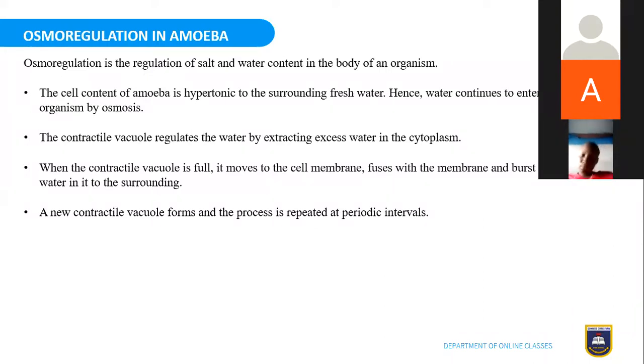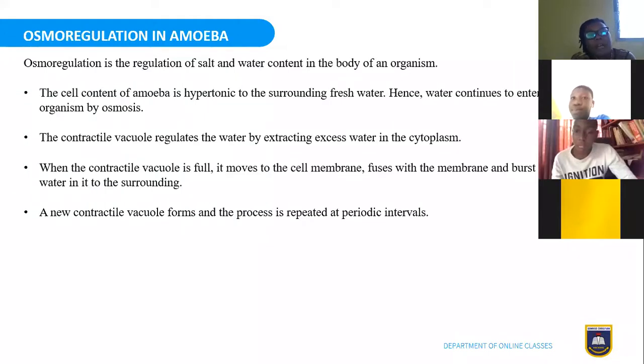Okay. Now, taking amoeba as a case study, since we are looking at amoeba, amoeba cell content is hypertonic to the surrounding environment, meaning the amount of dissolved particles in the cell is higher than the amount of dissolved particles in the fresh water. Because of that, through the process of osmosis, the amoeba will keep on withdrawing water from the surrounding into the cell content, which will cause the amoeba to be so stretched.